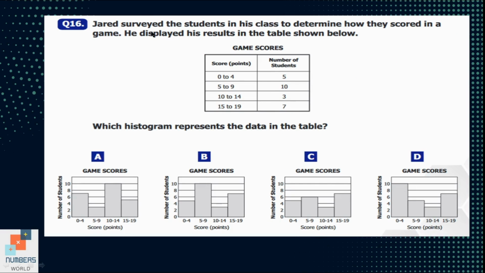Question number 16. Jared surveyed the students in his class to determine how they scored in a game. He displayed his results in the table shown below. Which histogram represents the data in the table? So, let's check our first histogram.